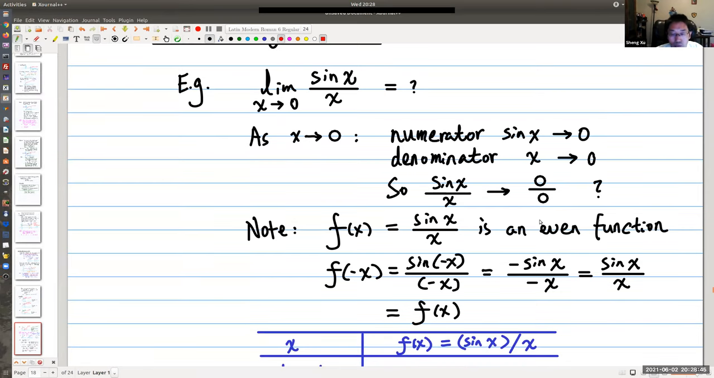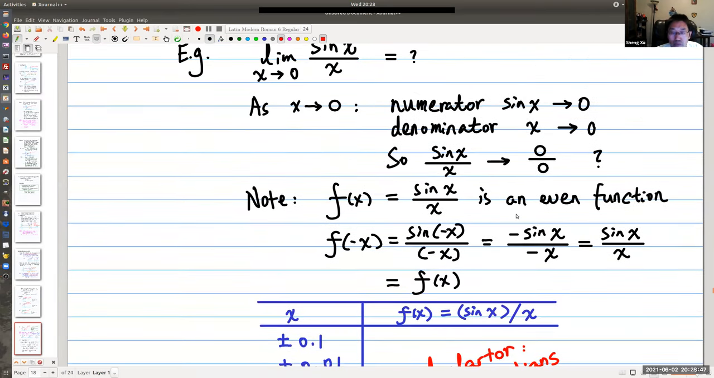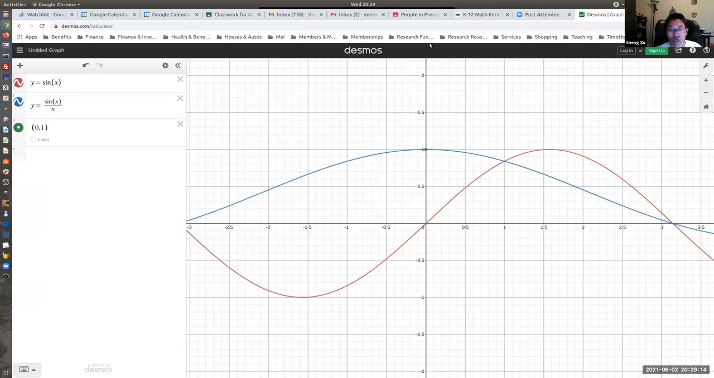And so here I'm just going to do some calculations to convince you. f of x is sine x over x. We know this function is an even function. If you replace x by negative x, sine of negative x over negative x is f of negative x. And we know sine of negative x is equal to negative sine x. So negative sine x over negative x is sine x over x, which is f of x. So this function is even, right? The graph shows you that. If you look at the graph, it's symmetric about the y-axis. So it's an even function.